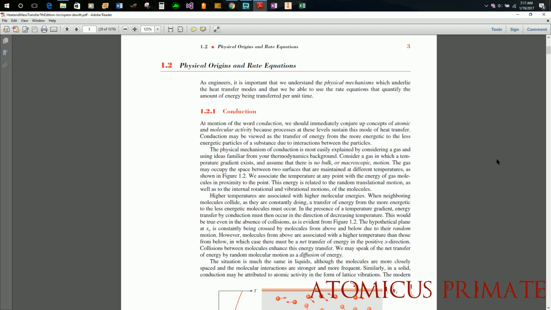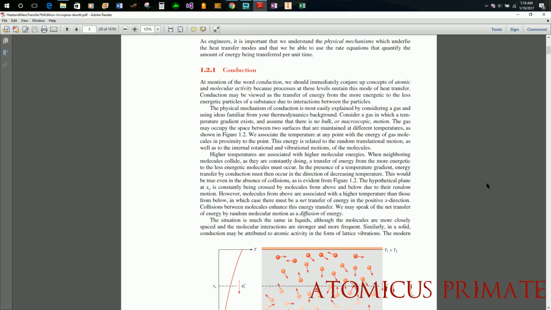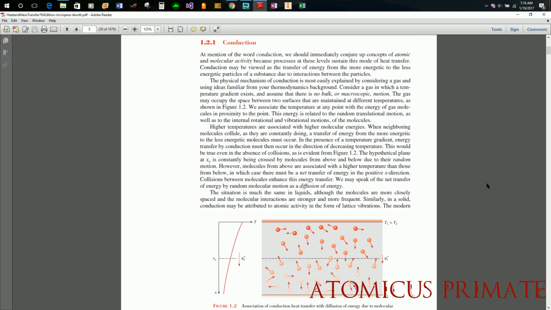The gas may occupy the space between two surfaces that are maintained at different temperatures, as shown in figure 1.2. We associate the temperature at any point with the energy of gas molecules in proximity to the point. This energy is related to the random translational motion as well as to the internal rotational and vibrational motions of the molecules. Higher temperatures are associated with higher molecular energies.